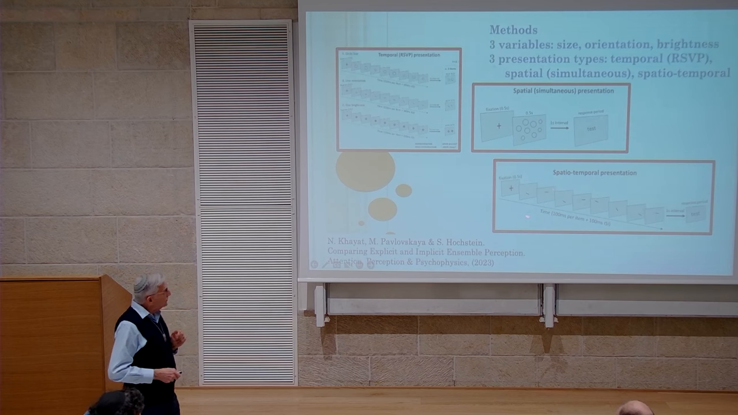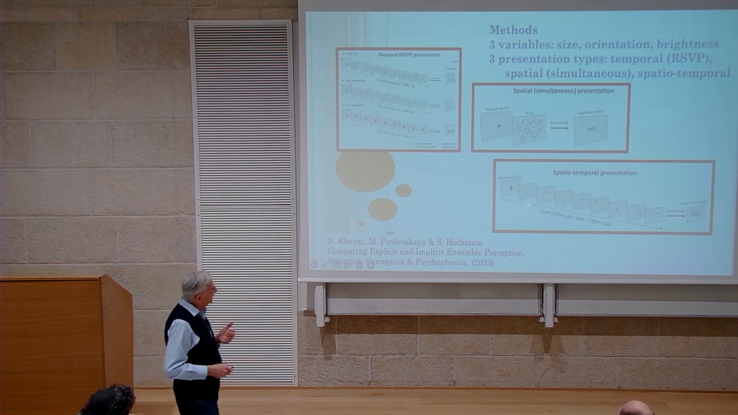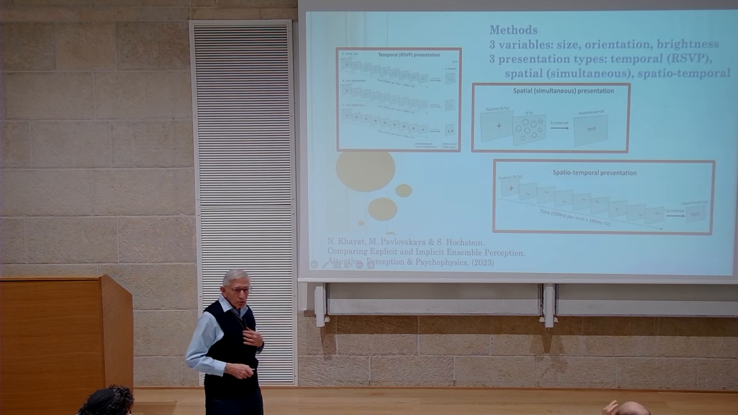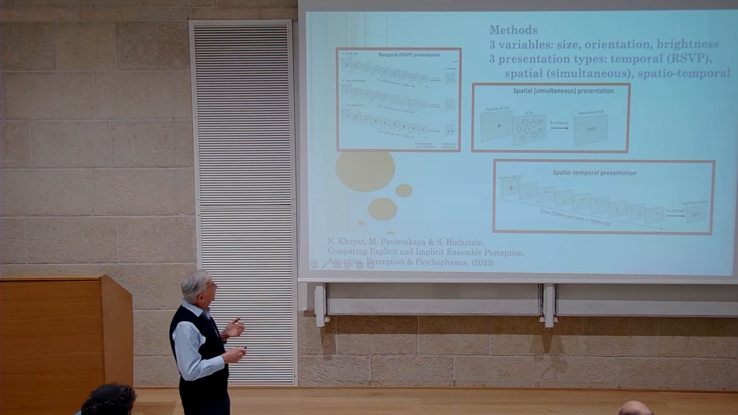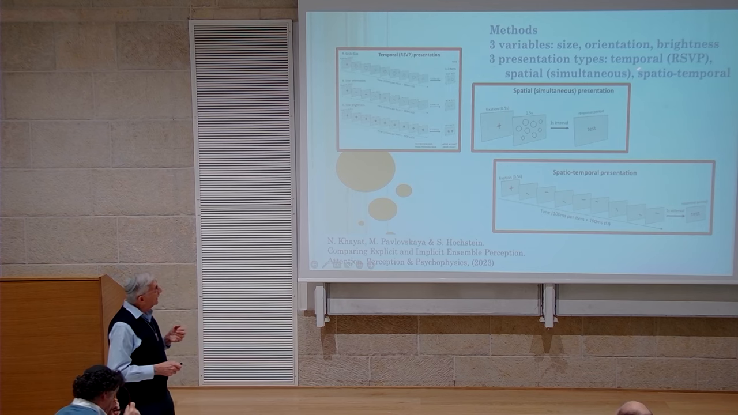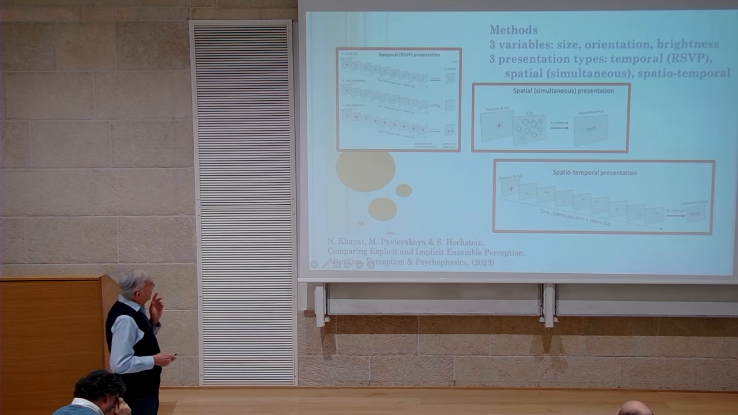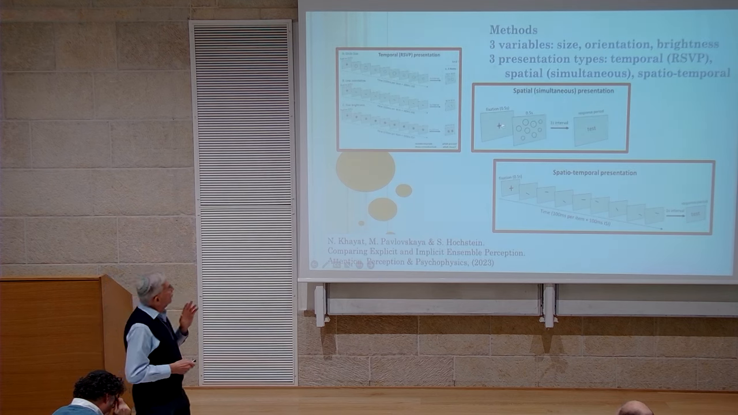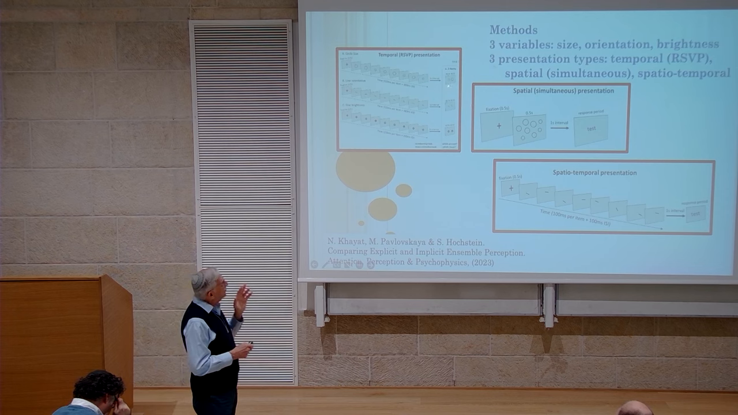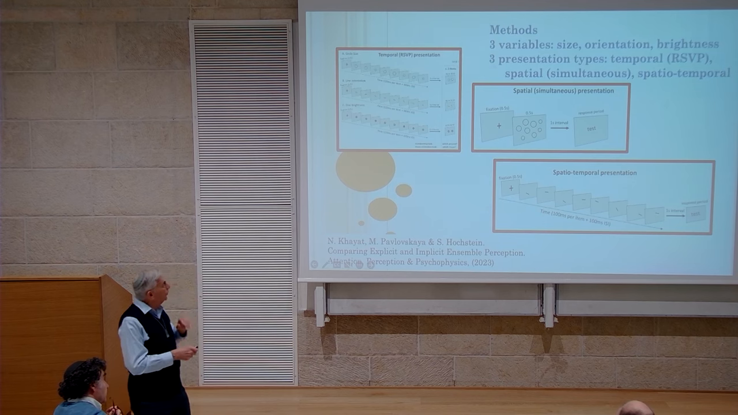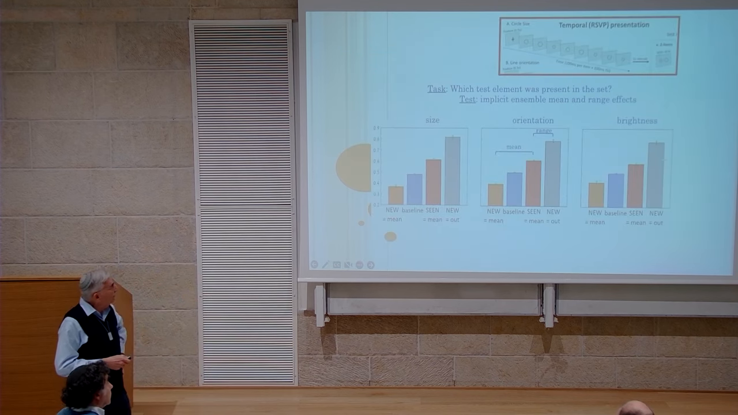Or we're going to do spatiotemporal, where we take, for example, this is the example of line orientation, where we have the lines in different positions but shown one after the other. So we have three variables, size, orientation, brightness, three presentation types, temporal, RSVP, or spatiotemporal. We actually did this in two ways. In one way, we had these two as a test, and sometimes we had just one test, but I'm going to talk only about the ones where we had the two tests like we've done before.